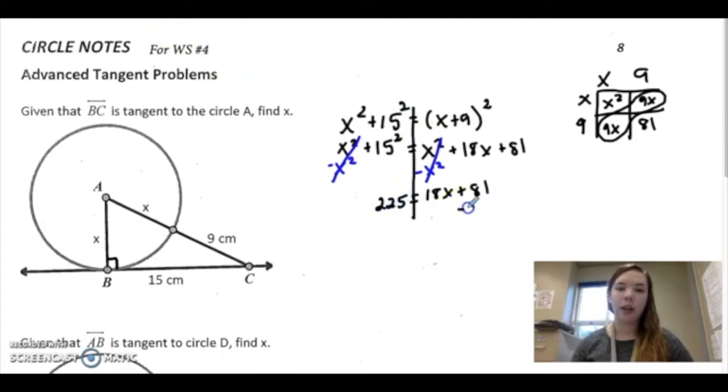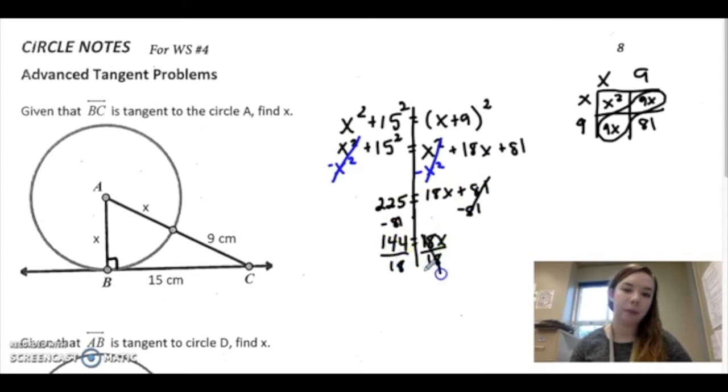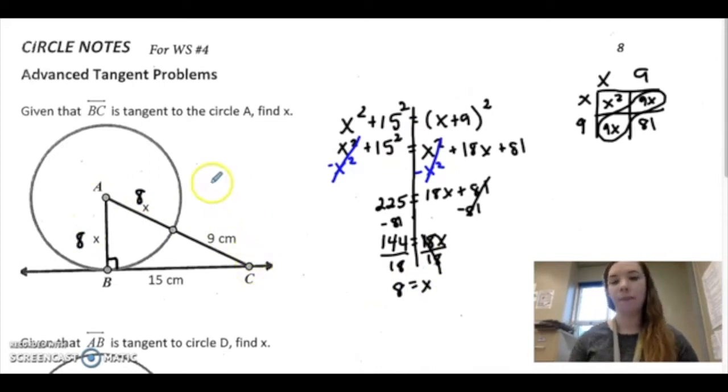Okay, so now I can subtract 81, which I believe is 144. And then divide by 18, which is 8. So my radius is 8, or this hypotenuse is 17.